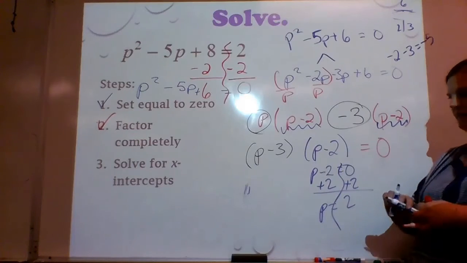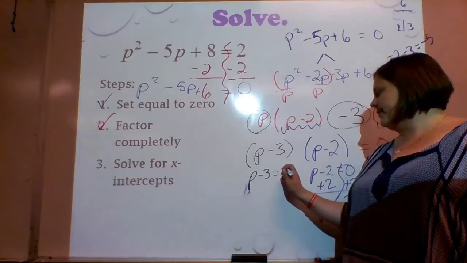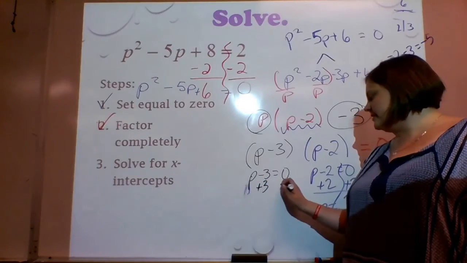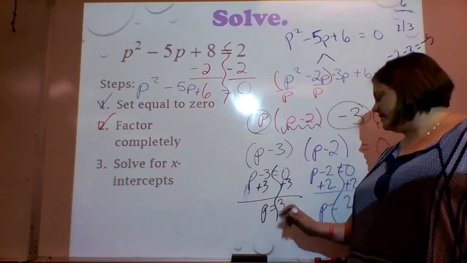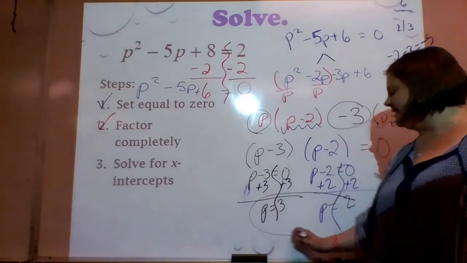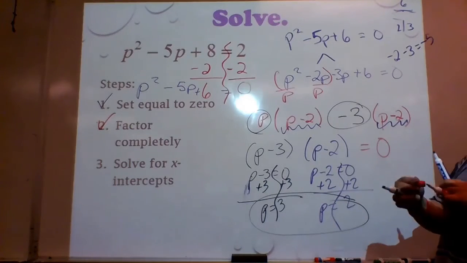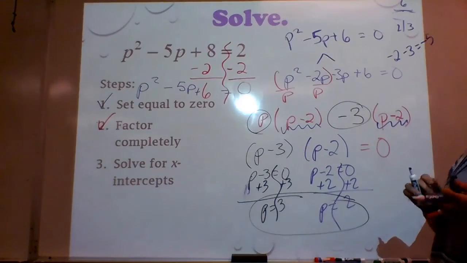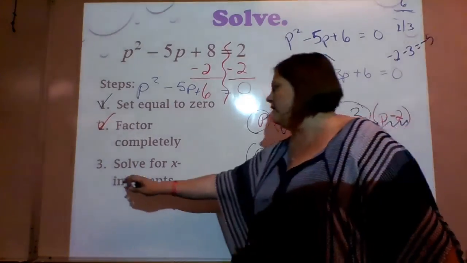Right? This is p minus 3 equals 0. I'm going to add 3 to both sides. P equals 3. These are my final answers when I'm solving. If I put it into Desmos, I get the same thing. But remember, if there's a decimal, you're kind of out of luck. So you definitely need to know how to do this. I have now solved for my x-intercepts.